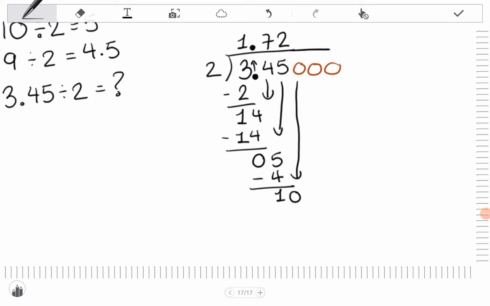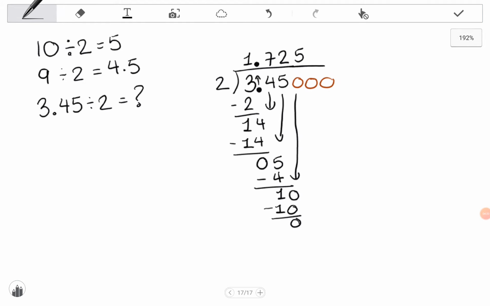Now, 10 divided by 2 is 5. And 5 times 2 is 10. Now, the remainder is 0, so I already finished. Plus, we already have 3 decimal places, so it means we already finished both ways, okay? So, 3.45 divided by 2 is 1.725, or 1 and 725 thousandths, because you already know how to read decimal numbers.